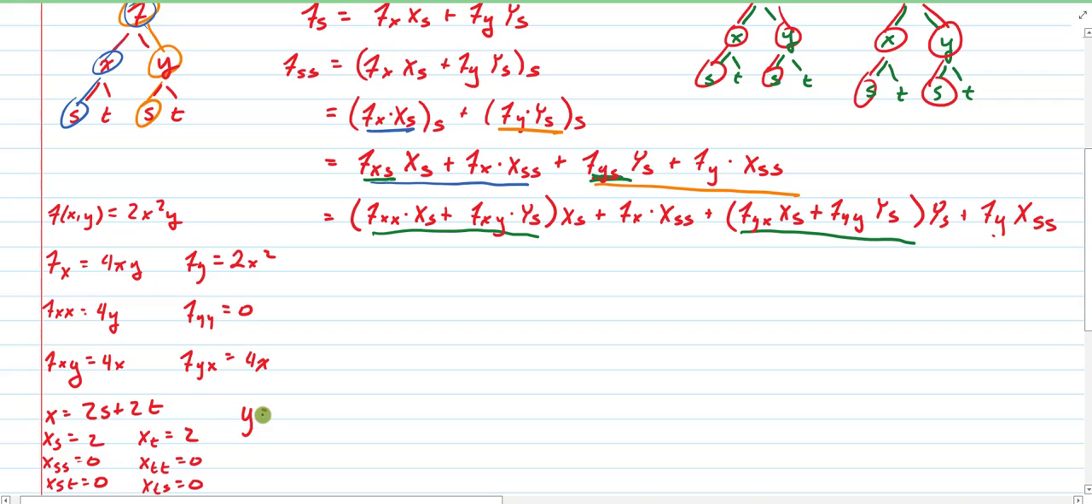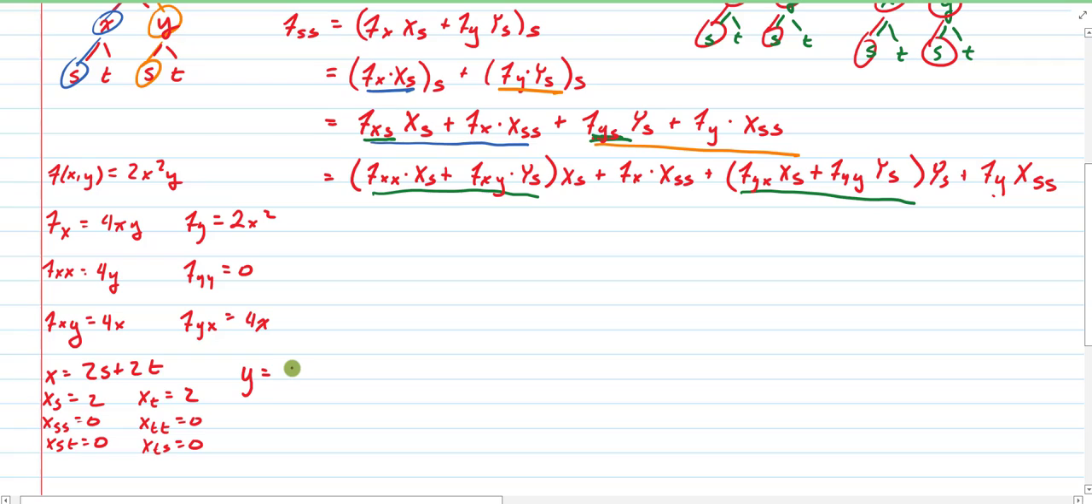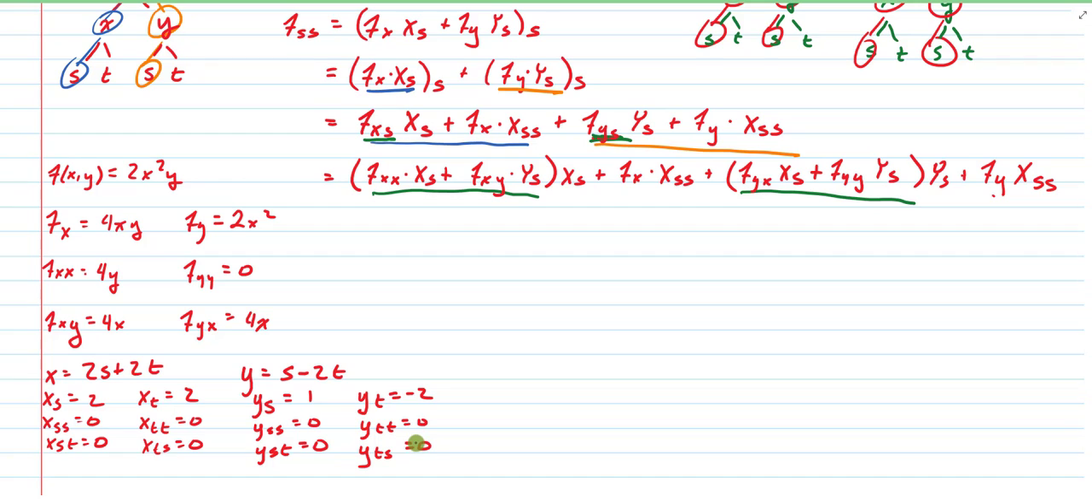And then we've got our y, which we've said is s minus 2t. So if I compute y sub s, I get 1, y sub ss, I get 0, etc. If I compute my y sub t, I get negative 2, y sub tt is 0, and y sub ts, I also get 0. We're lucky in this case, folks, in that a number of our derivatives are 0, and that will greatly simplify this next part of the problem.